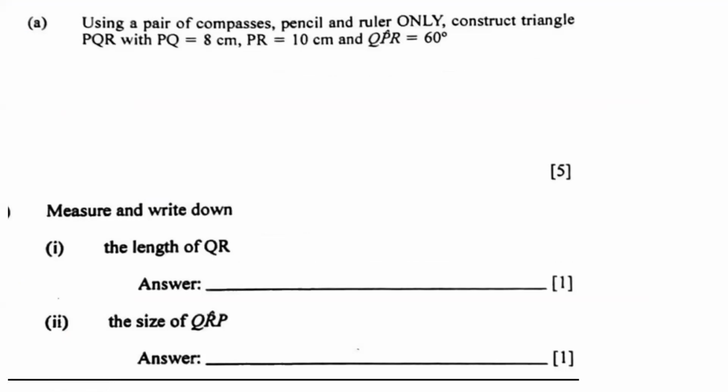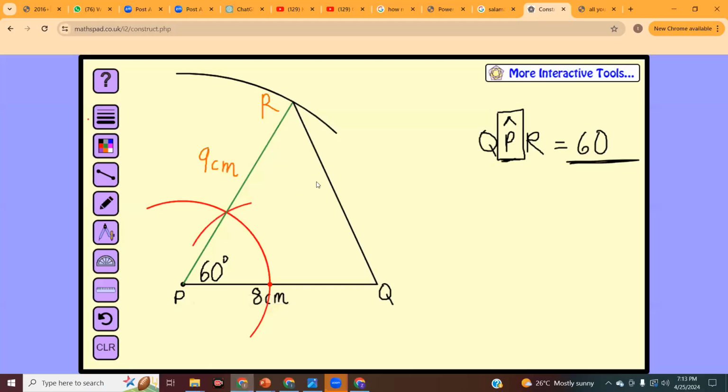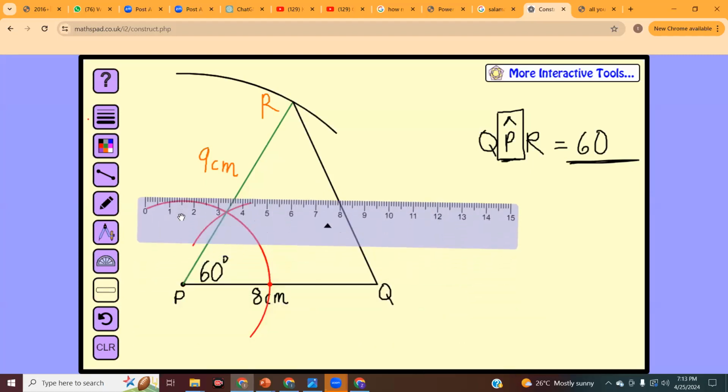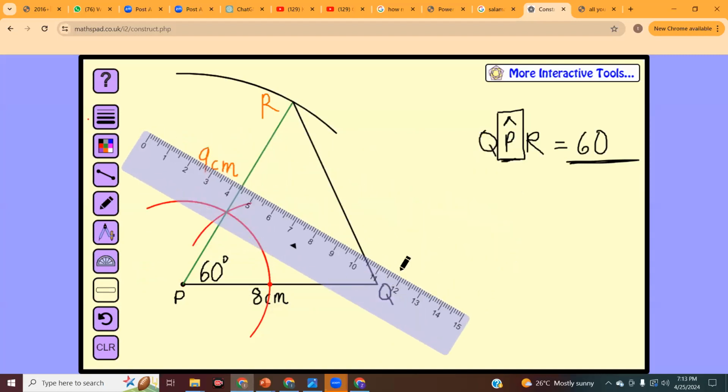What did you get? 9 centimeters. 9? You used 10, or you used 9 for PR? You used 9? Okay. And you're saying QR is 9 too? Correct. I got 9 centimeters. You got 9 too? Okay. Who else got 9? Olivia and I did. Aliana.